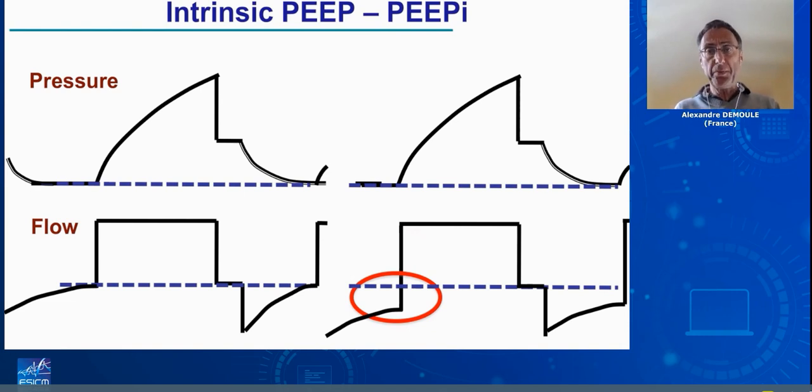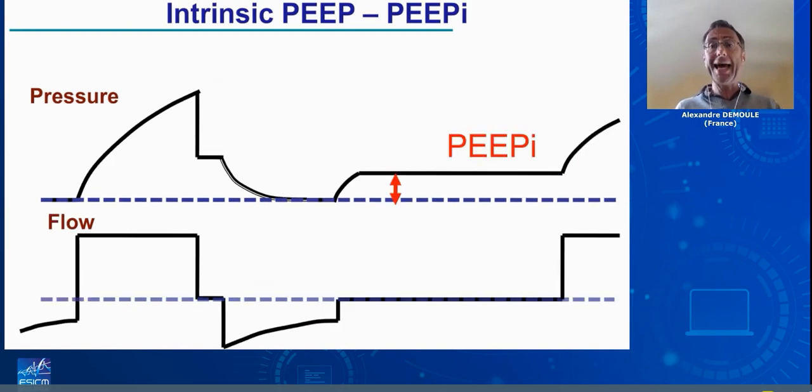So we can suspect that there is intrinsic PEEP when we see here on the right, on the flow recording on the screen of the ventilator, that the flow at end expiration is not back to zero. Usually, like on the left, it's back to zero. On the right, it's not back to zero. Then it suggests that there's a volume of air that is still trapped in the lung, and the pressure generated by this volume of air is intrinsic PEEP.